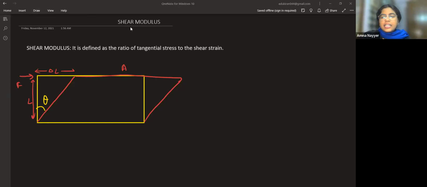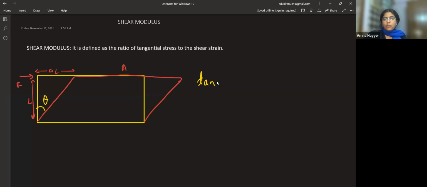Yes, class. The last modulus of elasticity is the shear modulus. We have already discussed Young's modulus, where we had longitudinal strain. When we talked about volume, we had the bulk modulus. Now, the last one, where the angle was changing, that was tangential strain.